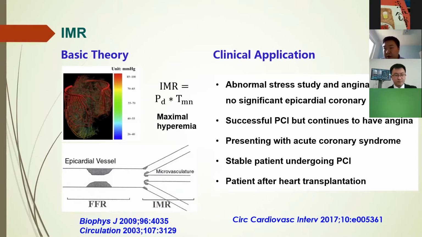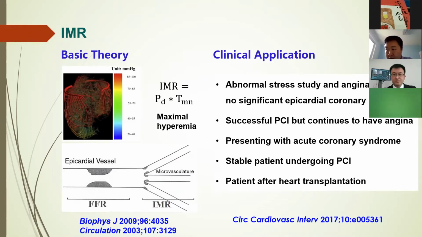In the coronary system, the microvascular resistance is in the arterial bed. That means arteries with a diameter smaller than 200 microns. So Dr. William Fearon proposed a new parameter, the IMR. IMR equals Pd times Tmn at maximal hyperemia. Pd is the mean pressure distal to the stenosis at maximal hyperemia.